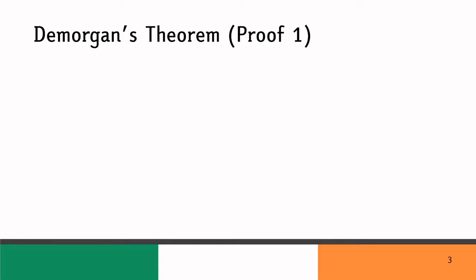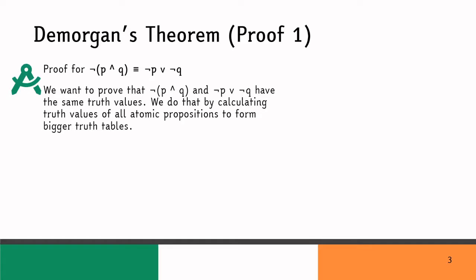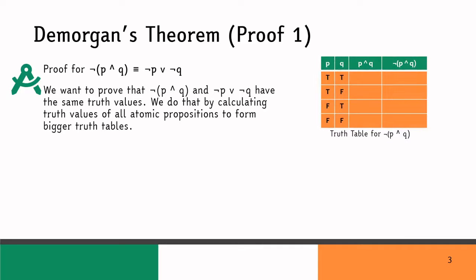To prove the first De Morgan's law, we must show that negation of P and Q has the same truth values as negation of P or negation of Q. To match the truth values, we draw truth tables for each case. Let us start by drawing the table for negation of P and Q. Let's calculate the truth values of P and Q first. We saw earlier when we discussed connectives that only in the case where both of the propositions are true, the result is true. In all other cases where either of the propositions is false, the result is false.